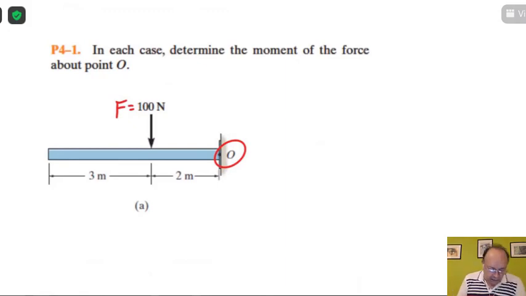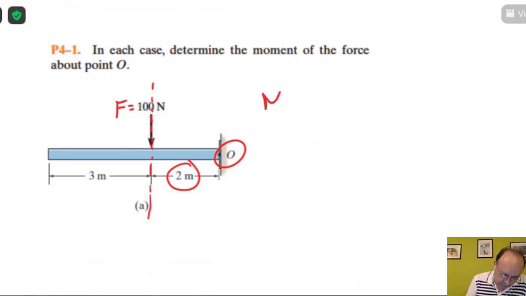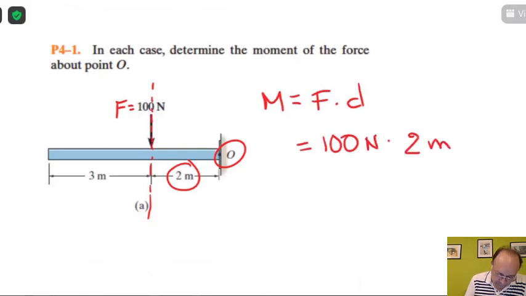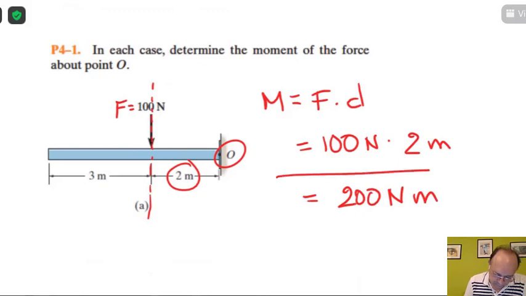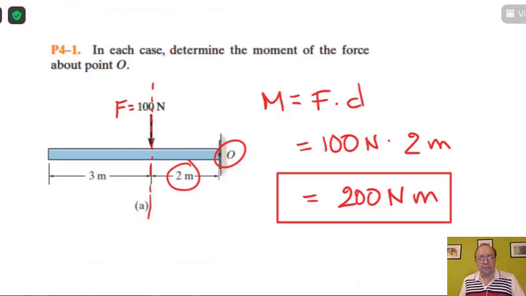In this case, pretty easy. The line of action of the force goes here like this. So we have already the distance from the line of action of the force to the point O. So directly the moment is going to be equal to F times D. So it's going to be equal to 100 newtons times 2 meters equals 200 newton meters. Easy. Next. Questions? Not a problem with this one.